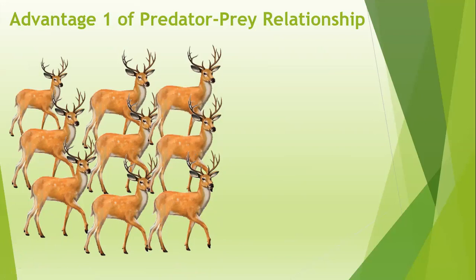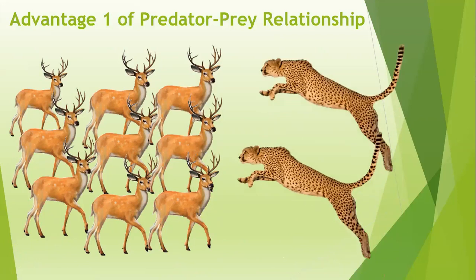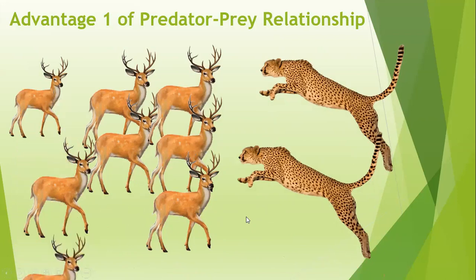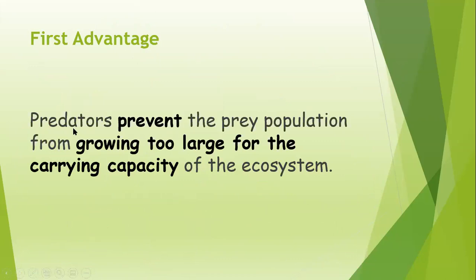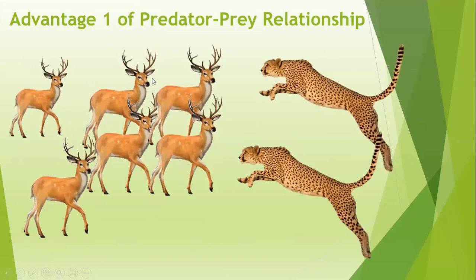Now what happens when the predators come? When the predators come and attack the prey, they are going to eat some of them, right? So it eats one of the deer, then 2, then 3, and then what happens? The predators prevent the prey population from growing too large for the carrying capacity. Here, as I told you before, the population of the deer was increasing, right? Who controlled this population?